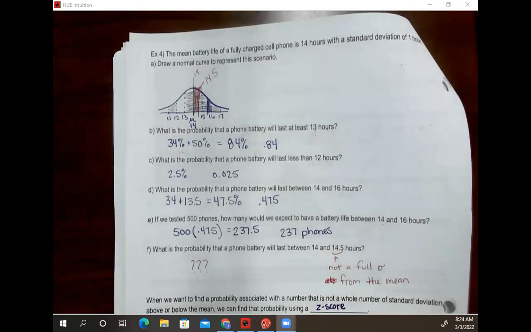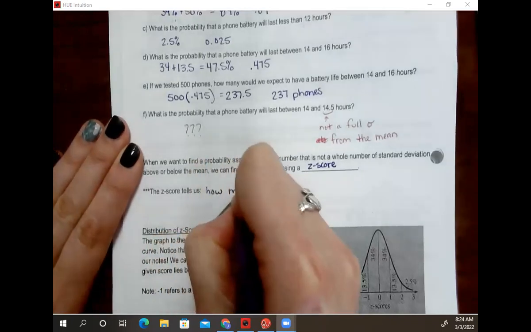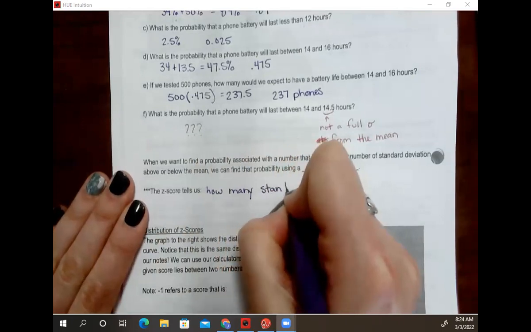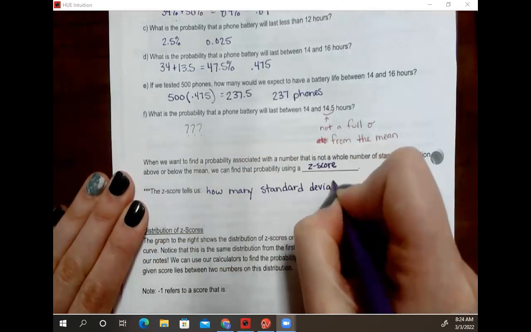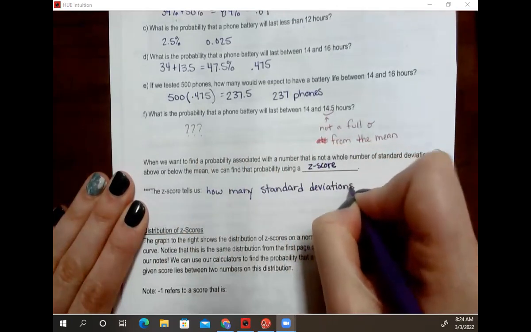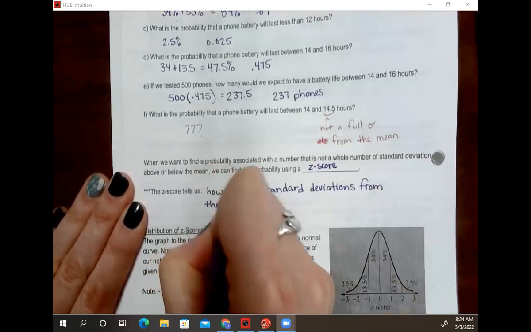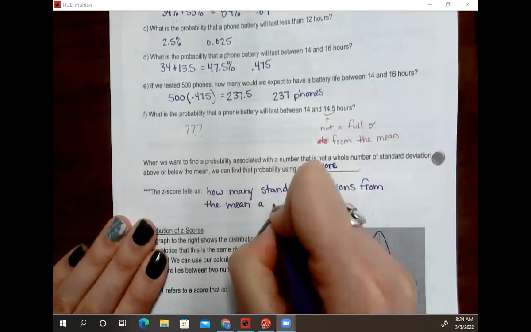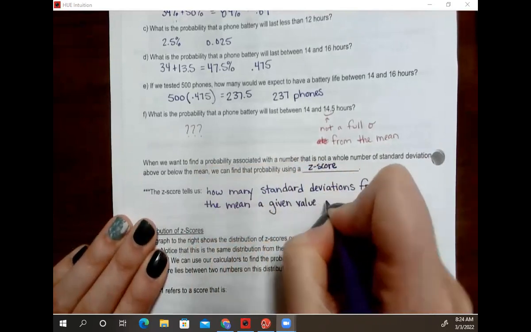Okay, so the z-score tells us how many standard deviations from the mean a given value is.